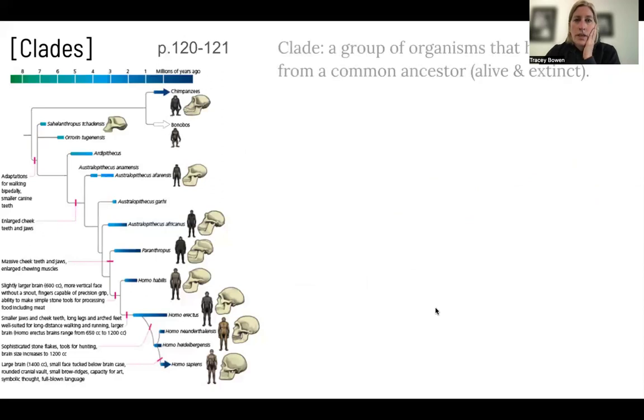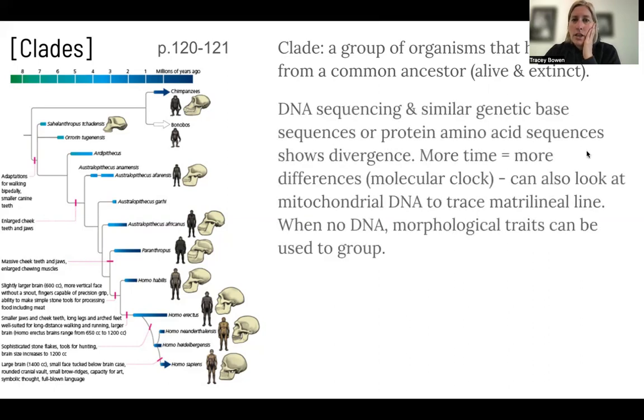So a clade is a group of organisms that have evolved from a common ancestor, either alive or extinct. Extant means they're still alive, and extinct means they're now dead. DNA sequencing of similar genetic base sequences, or protein amino acid sequences, shows divergence. If there are more differences, that means they diverged longer ago. So more time, more differences, and this is considered the molecular clock.